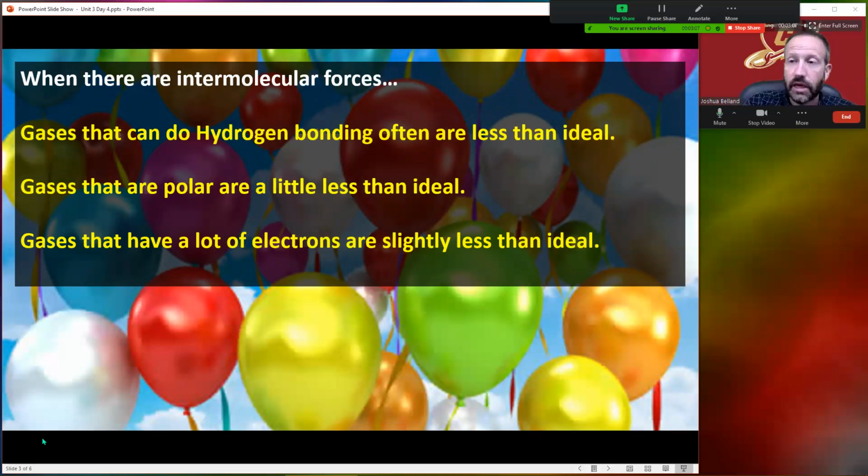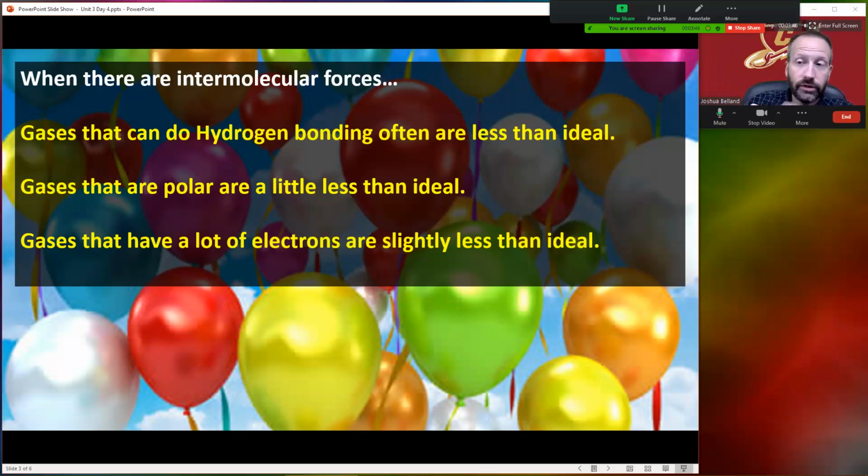First thing that would cause them to fail is when there are intermolecular forces. I mean, we know in truth there are intermolecular forces in gases. Gases that can do hydrogen bonding tend to fail a lot more often. They tend to be much less than ideal. There's going to be an attractive force between the particles. And what's the consequence? The pressure will be less because they're being pulled closer to each other. They're not hitting the walls of the container as often or as hard.